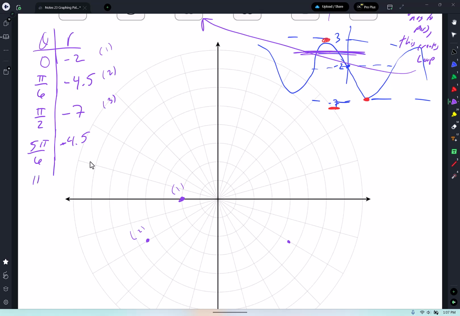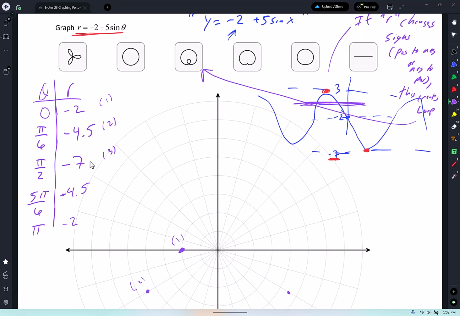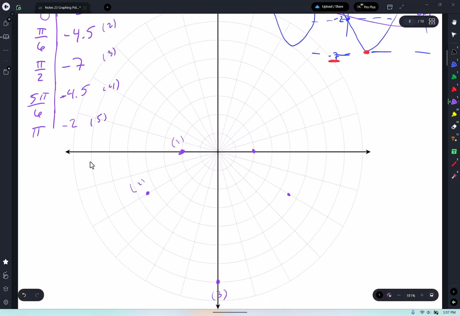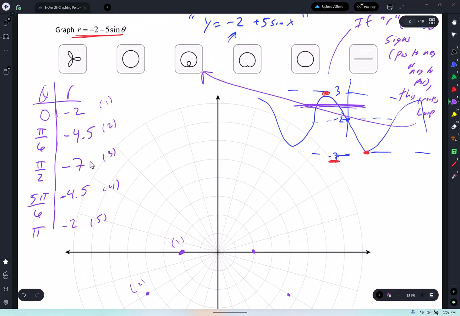I'm going to choose pi. Sine of pi is 0, so I'll just get -2. So pi is the negative x-axis, and then go backwards. 1, 2, reverse. Boom. All right, so this is my fourth. There's my fifth. And it is symmetric on the y-axis.